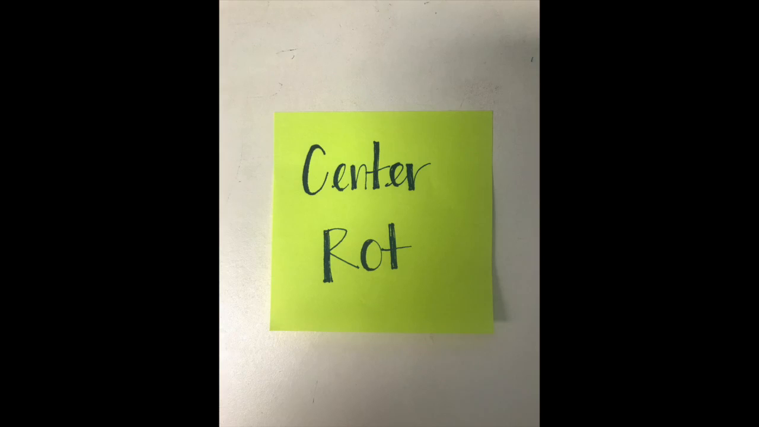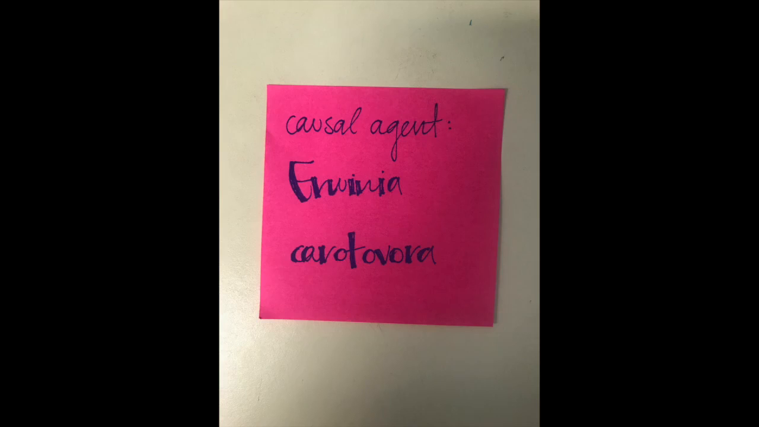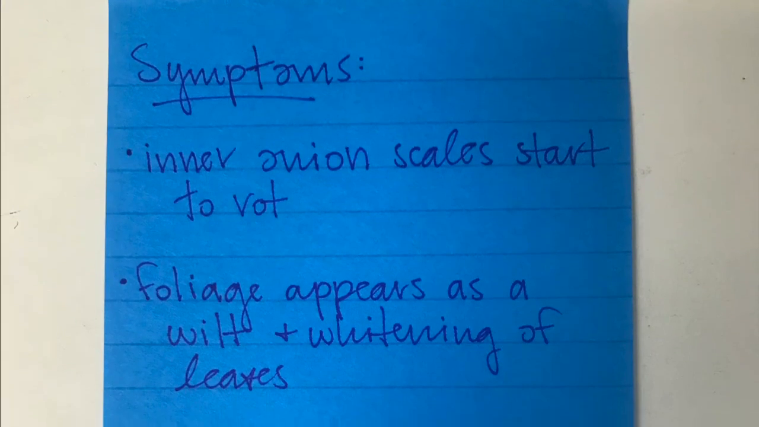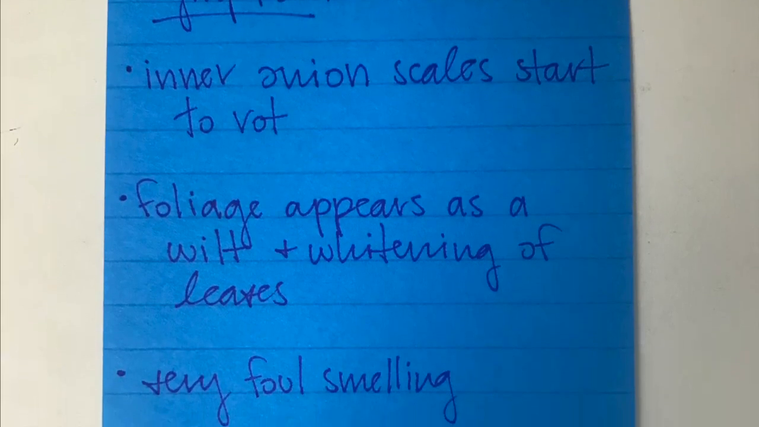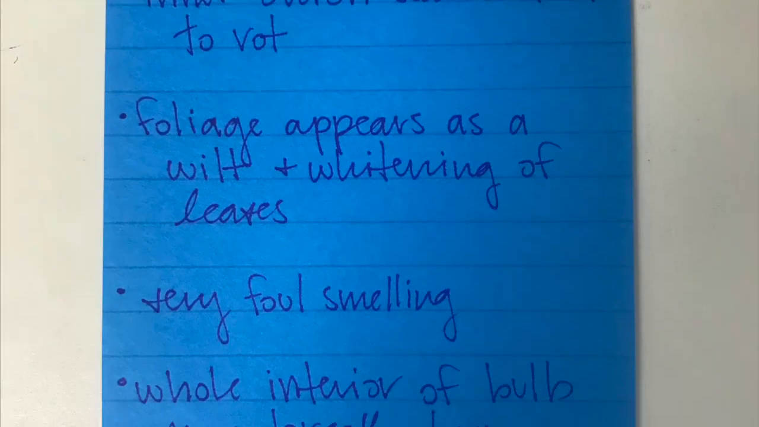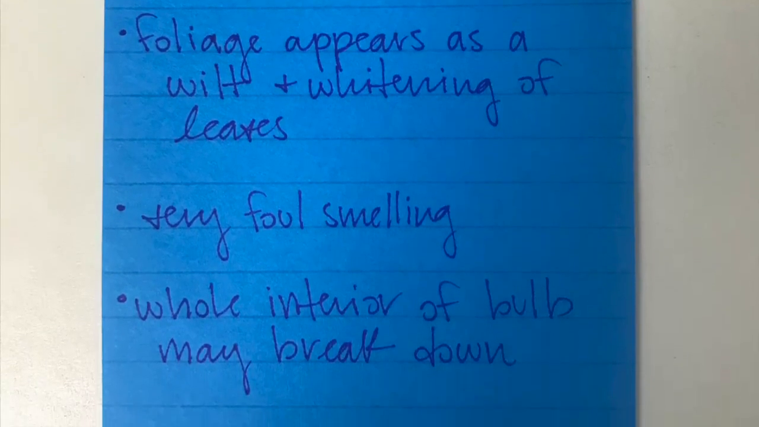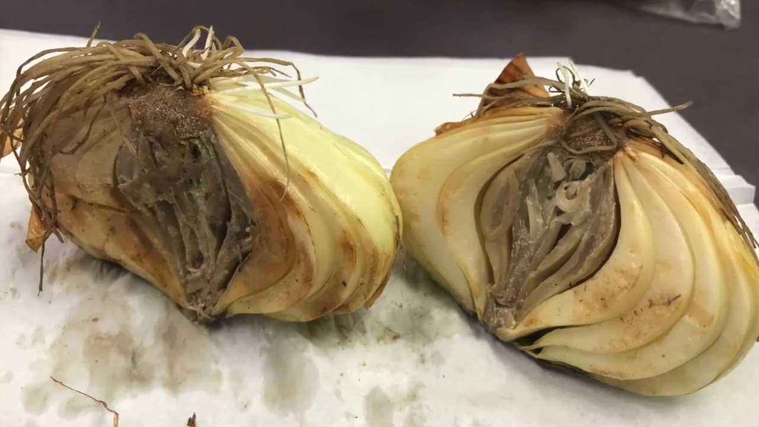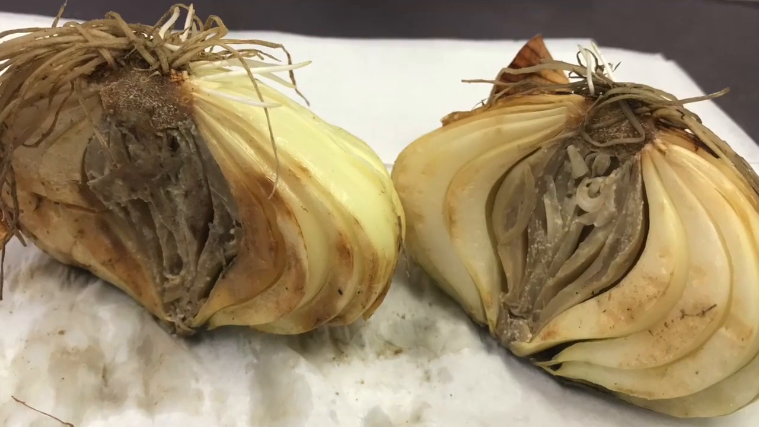The next disease we're going to talk about is called center rot, and it's really similar to slippery skin, but there are a few minor differences, starting with the causal agent, which is Erwinia keratovora. The symptoms are pretty obvious with the name center rot. The inner onion scales start to rot, and the foliage wilts and whitens. It's also very, very foul smelling, and the whole interior of the bulb will eventually break down and rot.